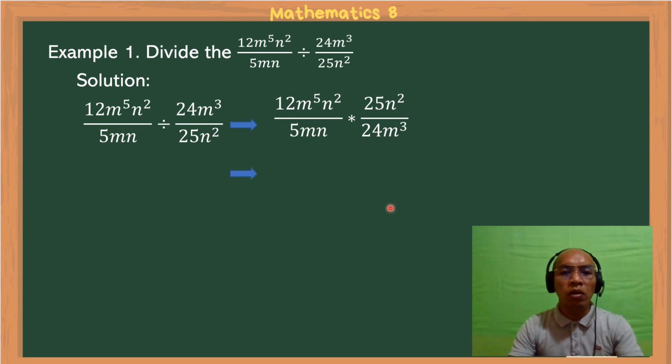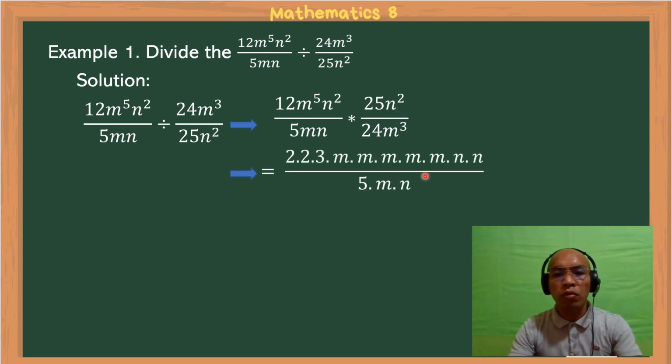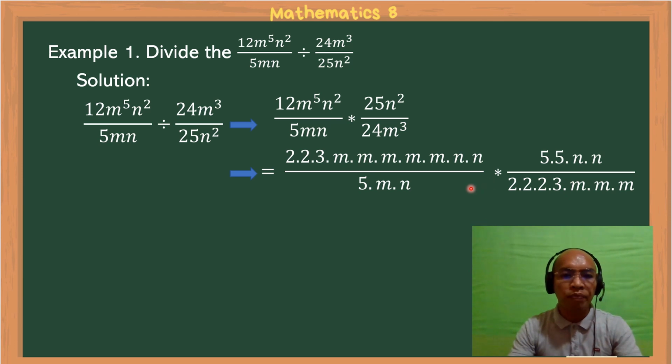So applying the rule, factor out the numerators and denominators completely. So the factor of 12m cubed n squared is 2 times 2 times 3. Then m times m times m times m times m. There are 5 m's and 2 n's. So the prime factor of 5mn is 5 times m times n. So for 25, 5 times 5, then n times n. Then for 24, the prime factors are 2 times 2 times 2 times 3, then m times m times m.